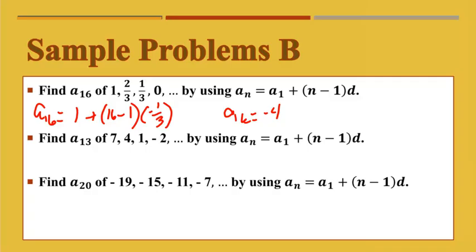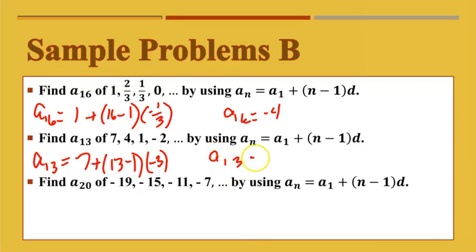Next, we need to find the 13th term of the sequence using the formula. So I have a subscript 13 equals the first term of 7 plus 13 minus 1, which is 12, and then it's decreasing by 3. So 12 times negative 3 is negative 36. And we have negative 36 plus 7, which is going to give us negative 29. So the 13th term would be negative 29.